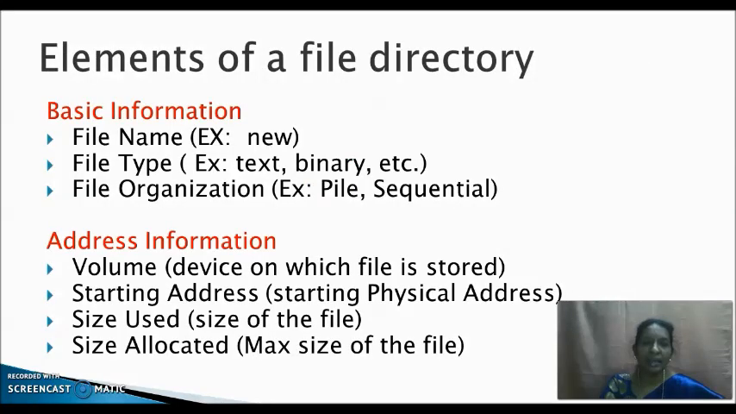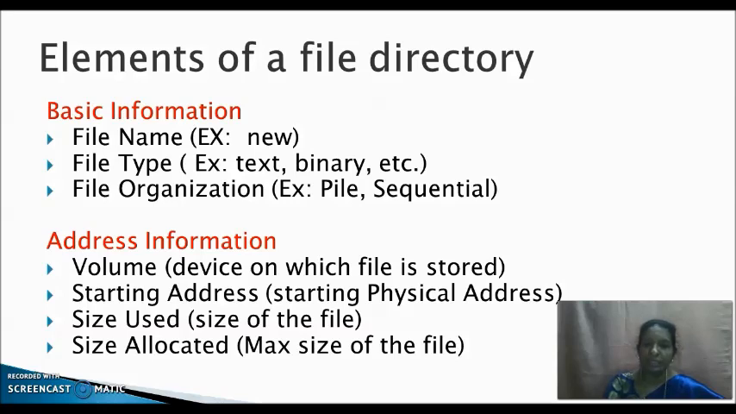Now let's see the elements of a file directory. Basic information. It consists of file name, file type, and file organization. File name, example, new, test, class 1, class 2. File type, example, text, binary, image, audio, video, etc. File organization, example, sequential, index, etc.